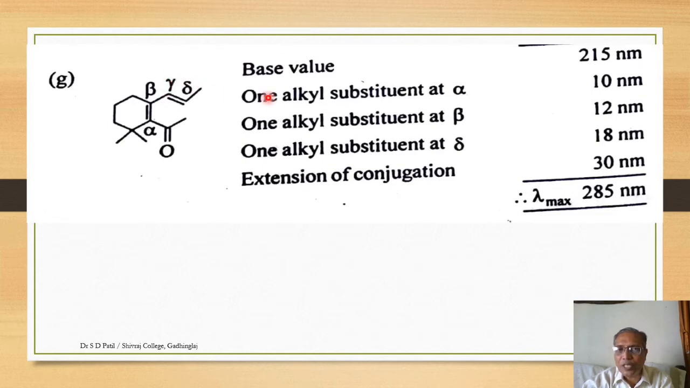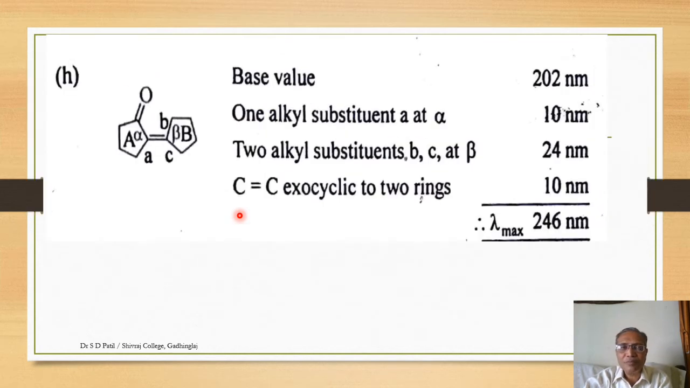So see the substituents once again. One alkyl substituent at alpha we have seen. Then one alkyl substituent at beta. This is an alkyl substituent at beta to this side. Then one alkyl substituent at delta position. So at delta position it is there, and there is extension of conjugation. So the increment is 30 nanometers. The total comes to be 285 nanometers.